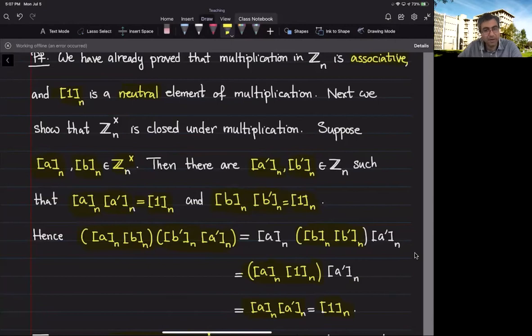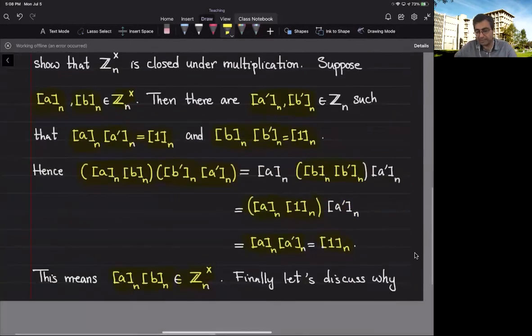Now, I want to find an element in Z sub n, and I want to multiply that element by the product of the residue class of A times the residue class of B and end up getting the residue class of 1. So I start with this, and I want to multiply it by something and end up getting a residue class of 1. My claim is that that something is nothing but the product of these two residue classes. So it's the residue class of B prime times the residue class of A prime.